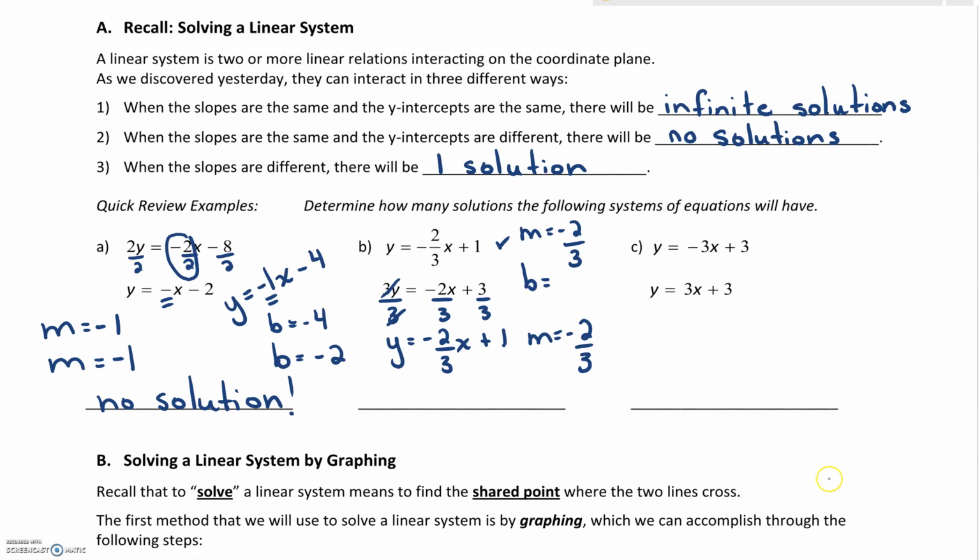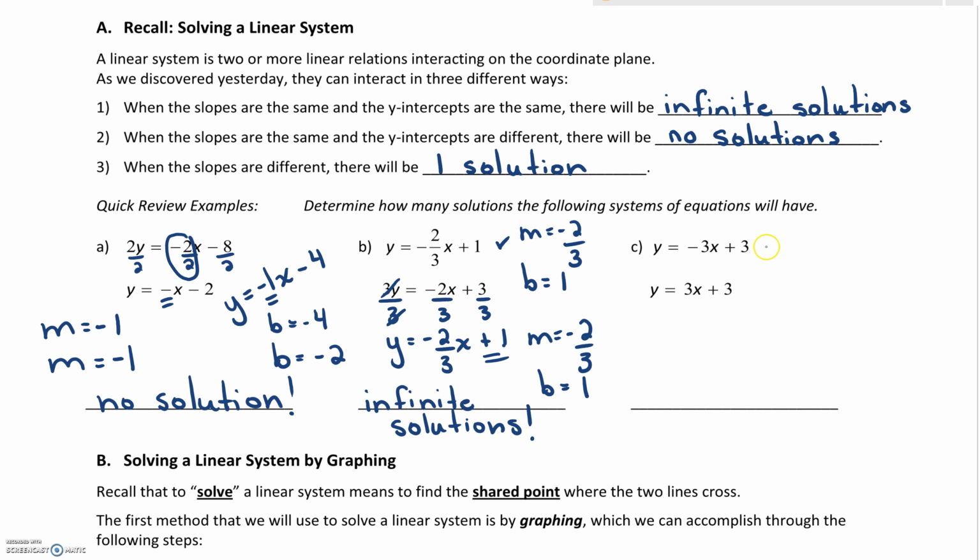So the y-intercept of the first equation is 1, and the y-intercept for the second equation is actually also 1, since that's the number without the x. Since the slopes are the same and the y-intercepts are the same, you're basically creating two lines on top of one another, and that creates an infinite amount of solutions. So infinite solutions. And there's one more scenario.